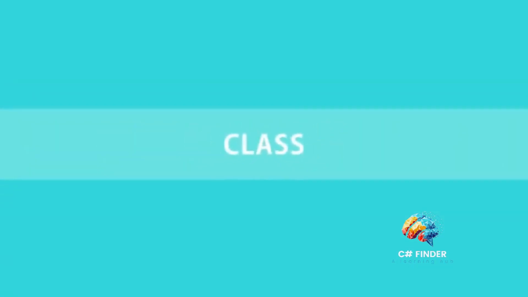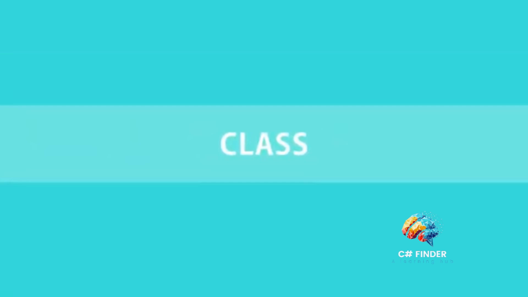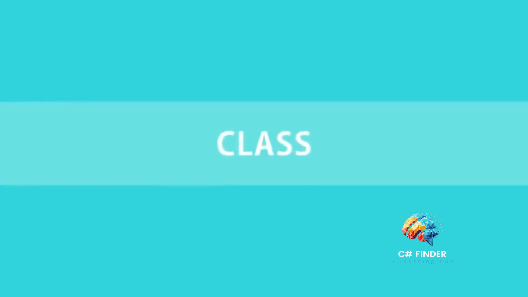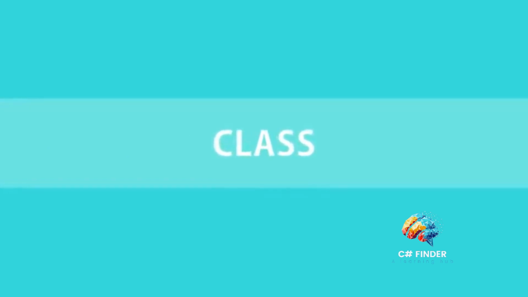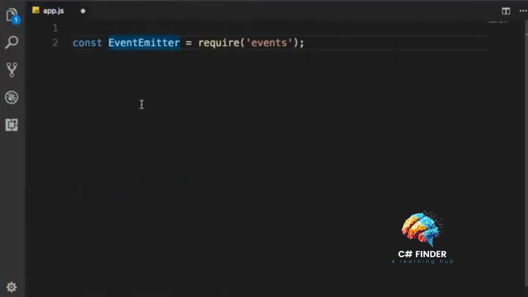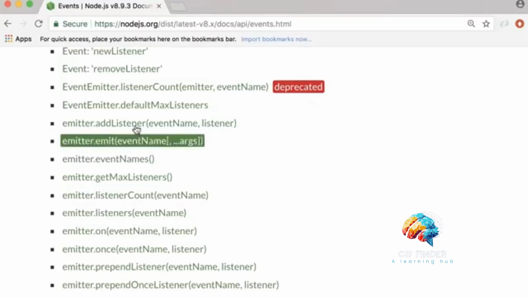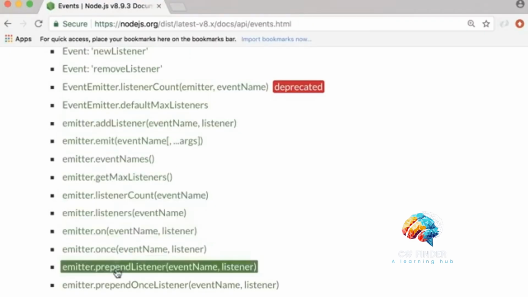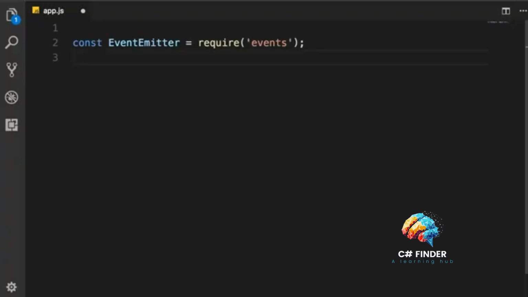It's not a function, it's not a simple value, it's a class. A class is a container for properties and functions, which we call methods. So in this EventEmitter class, we have these methods that you see here in the documentation. So a class is a container for a bunch of related methods and properties. Now here, in order to use this EventEmitter, first we need to create an instance of this class.